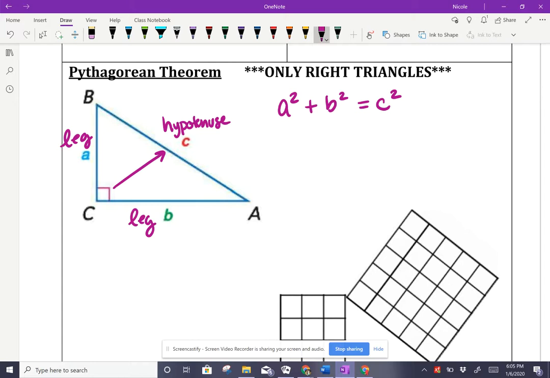So you'll see some adding of radicals, you'll see some square rooting, some simplifying radicals. We're going to do a couple of different things. So let's try this out with real numbers.